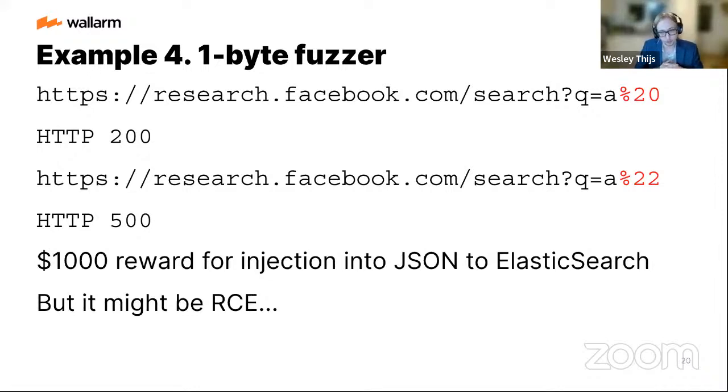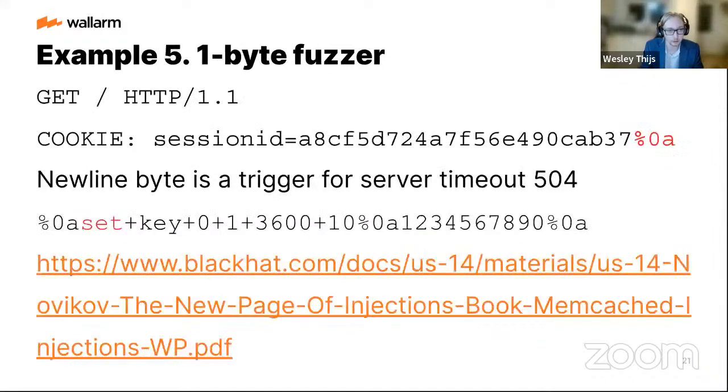Another byte fuzzing method that we can do is, as you can see right here, we can try to add a payload which might give us an HTTP 200 status, while this payload might give us an HTTP 500 status. And in this instance, $1,000 was rewarded for injection into JSON to Elasticsearch. It might be an RCE, but more research into that is needed.